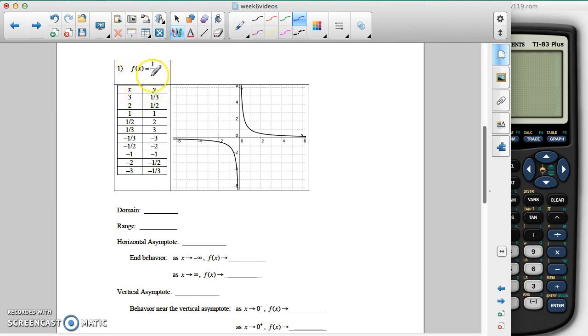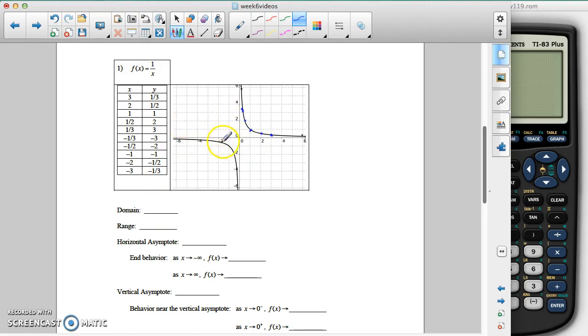Here are our values. It's a reciprocal function, and we've done this one before. So we can look at the values here. At 3 we have 1/3, so right here at 3 we're up about 1/3. At 2 it's 1/2, we're up about 1/2 here. At 1 it's 1, at 1/2 it's 2, and at 1/3 it's 3, so we're right about here. And we have negative values as well, down here. Our domain is what values we can go right and left.